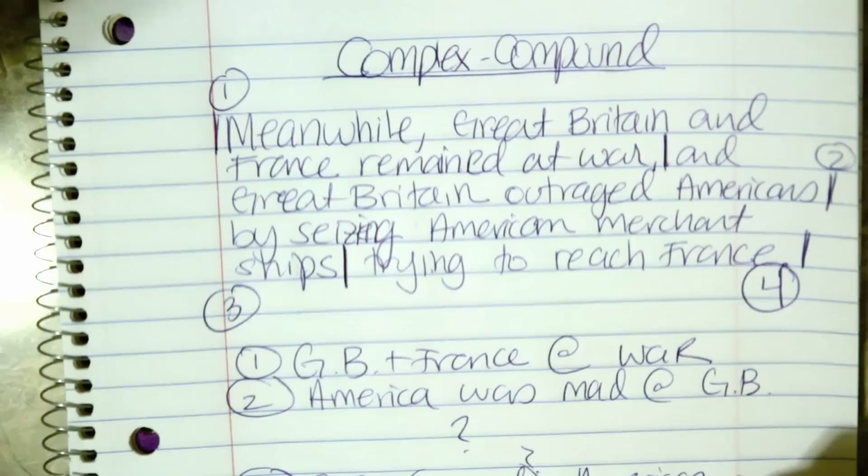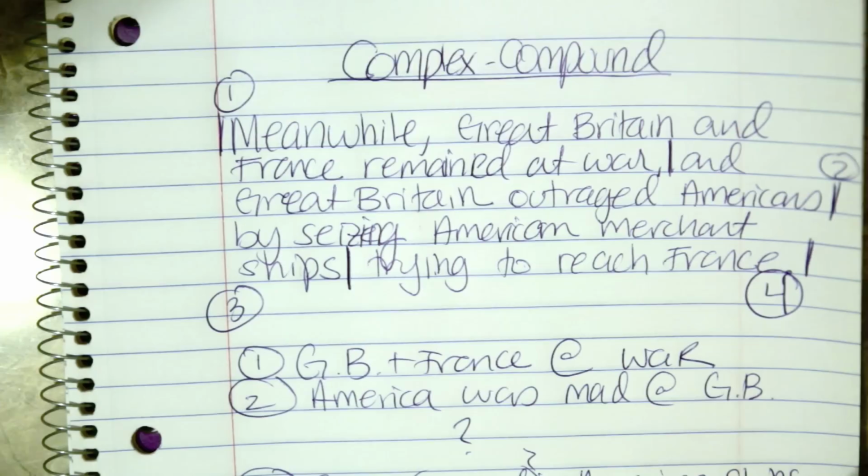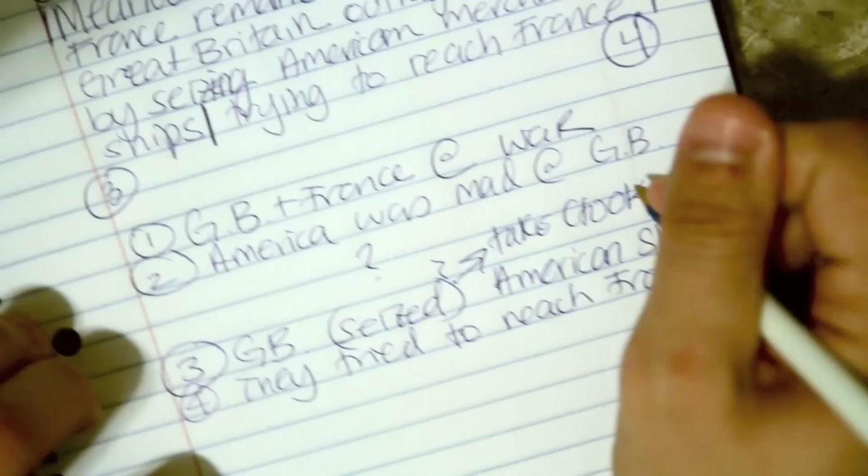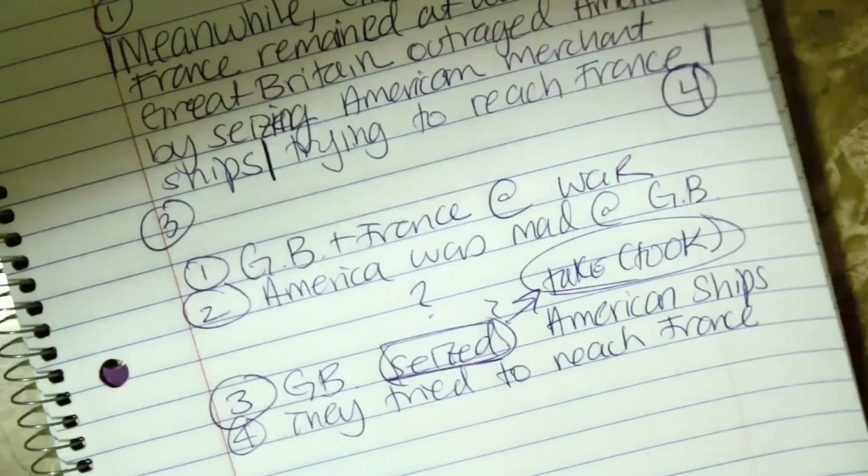Then as I'm writing, although you can't see it, one of the words I didn't understand was the word seize. So what I'm going to do is look it up on my iPad, and it means to take. So now I'll go in there and define that. So Great Britain is going to take American ships. Now I understand why America was mad. It makes sense. Three, two, one.